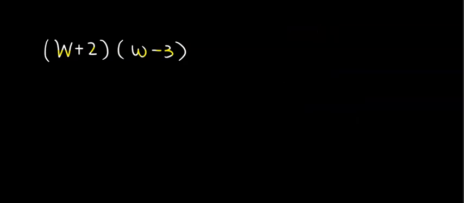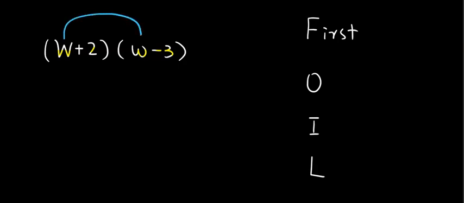We will continue to use this question to demonstrate how to use a method called FOIL. FOIL method. F is first, so I'm going to multiply both the first terms. The first term in the first binomial is w. The first term in the second binomial is also w. So first, w times w, w squared.